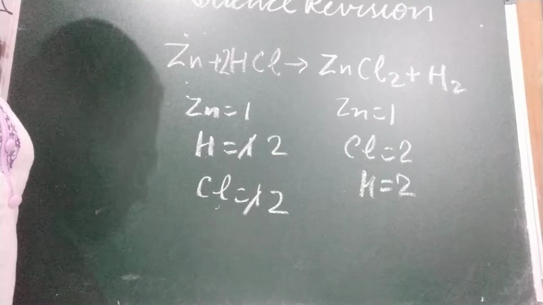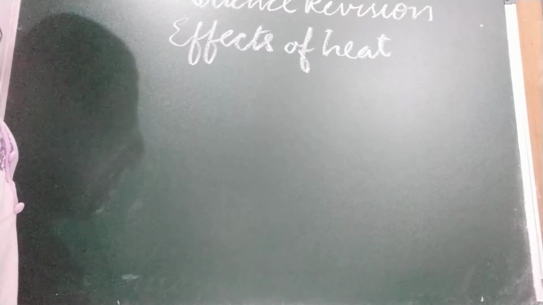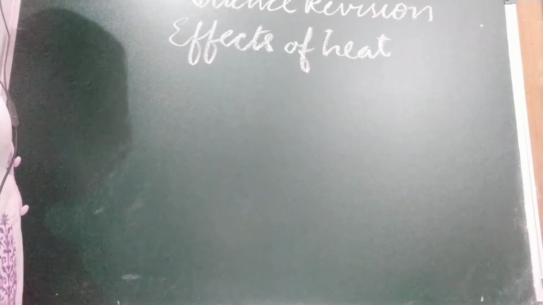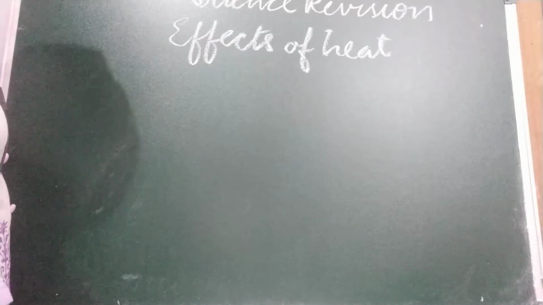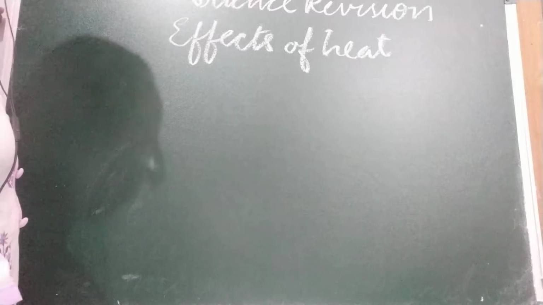Okay, children? Now we are going to discuss heat, effects of heat. What are the effects of heat? Heat causes increase in temperature. Heat causes change of state. Heat causes expansion. Heat causes chemical changes. Heat affects living organisms. Solid, liquid and gases, these are the three forms of matter, and all of them expand on heating.